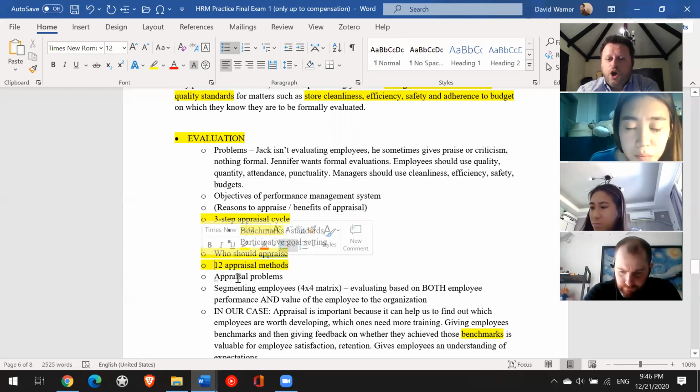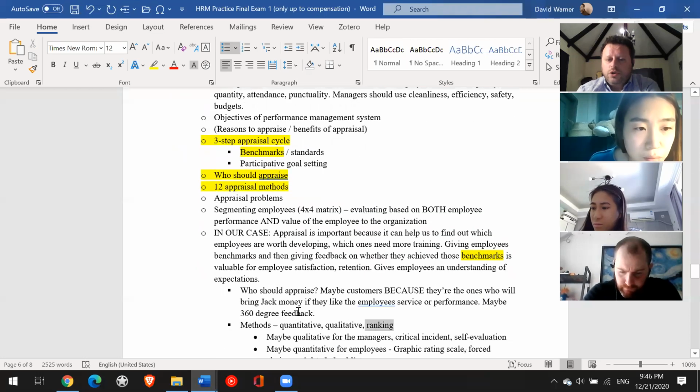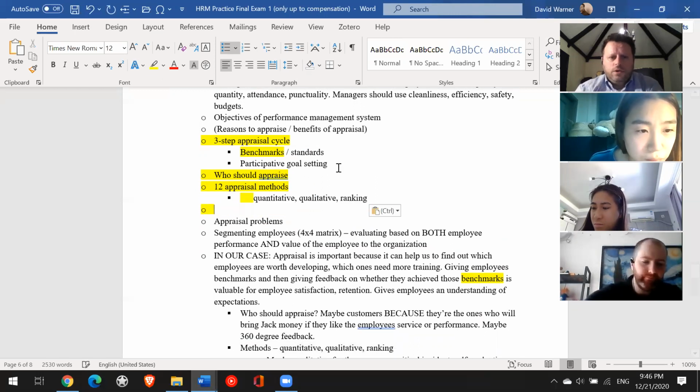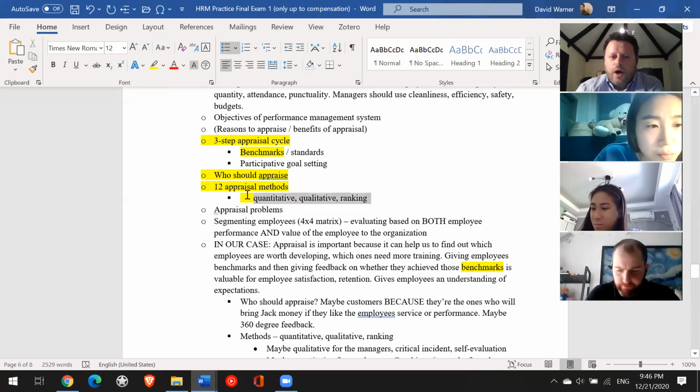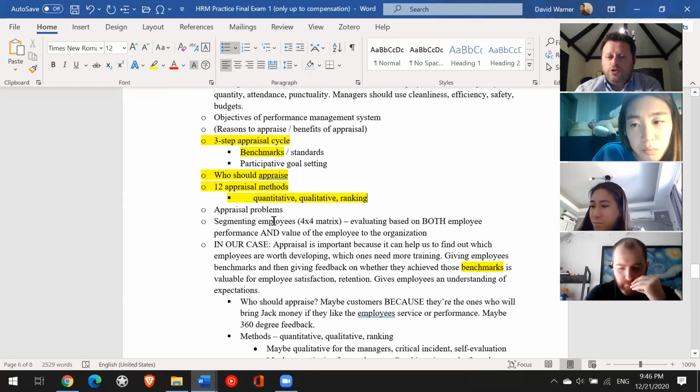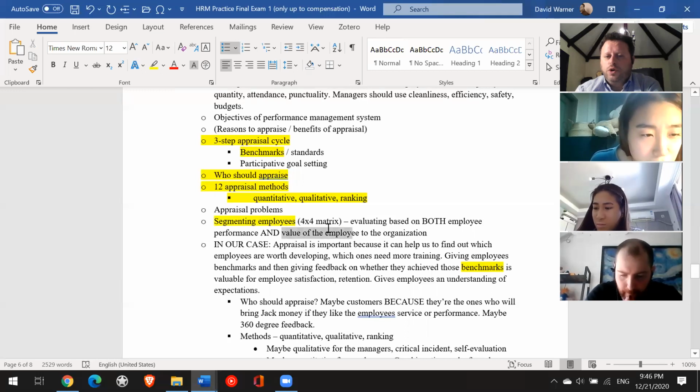Now, what I need you to know about these is that there's qualitative, quantitative, and ranking. I don't need you to list all 12 methods, but I need you to understand that there are 3 types of methods, and which one would you recommend and why? I do also expect you to understand the idea of segmenting employees, that you can't just think about the method, you also have to think about the value of the employee to the organization.